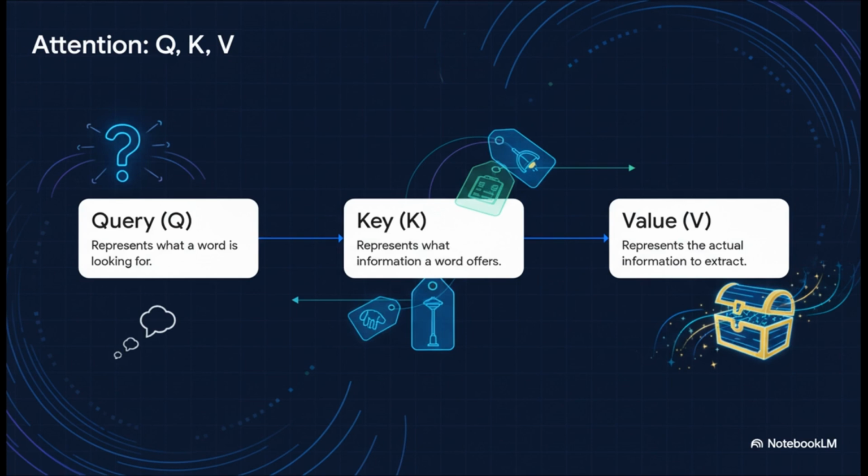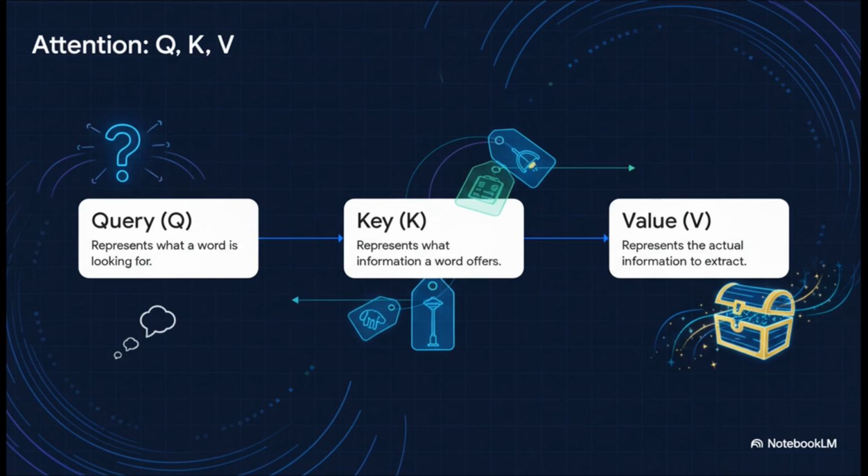In response, every other word in the sentence holds up a little sign, a key, that describes what it is. Animal holds up a sign that says, "I'm a thing that can feel tired." Street holds up a sign that says, "I'm a paved surface. I don't get tired." The model sees a super strong match between the query from "it" and the key from "animal."